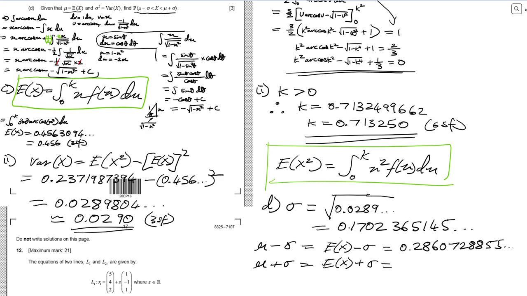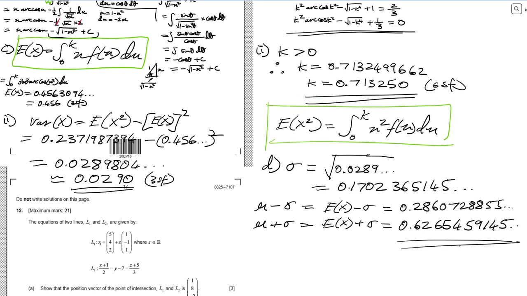And we have 0.4563094 plus answer, and I get 0.626559145. Just for you guys to compare, by the way. In the exam, don't write so many decimals.